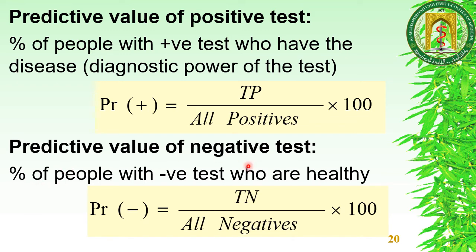Similarly, the predictive value of a negative test is the percentage of people with negative tests who are healthy. So of all the negatives, how much were healthy? To be healthy, the test will give a negative sign, which is true. So the predictive value of a negative test, or the negative predictive value, equals the true negative divided by all negatives times 100. Don't bother yourself with those 6 equations. They will be explained in detail together with solved problems in the practical session.